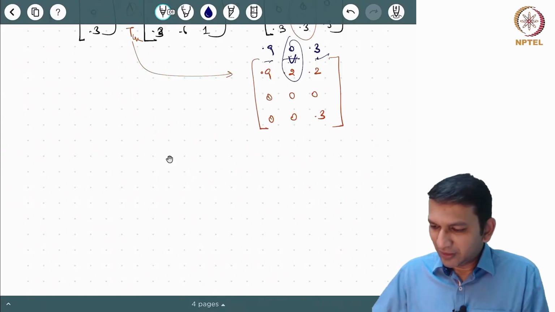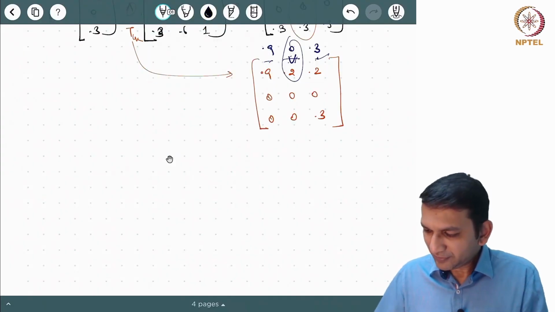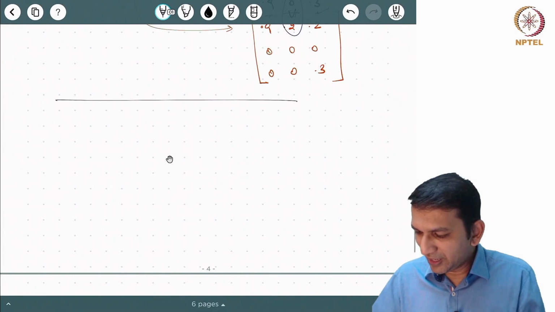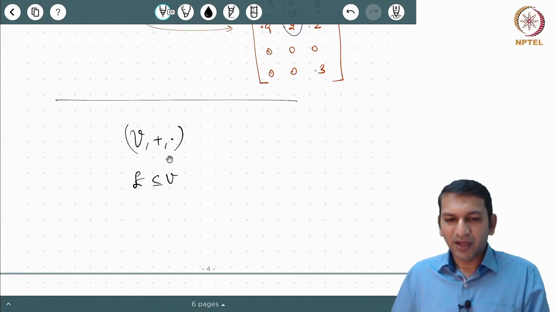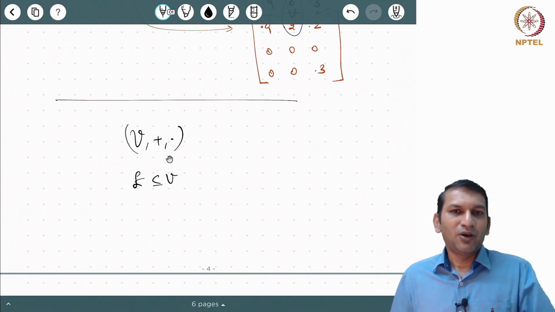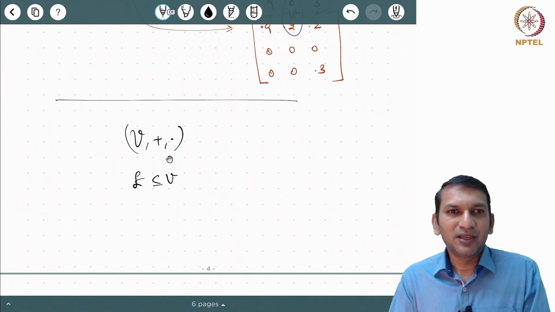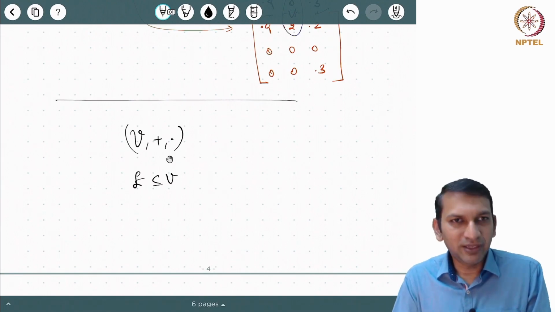For instance, we know that if we have a vector space V and if you are given a subset E, we can ask the question, what is the subspace that E can generate? What is the subspace that E can generate?